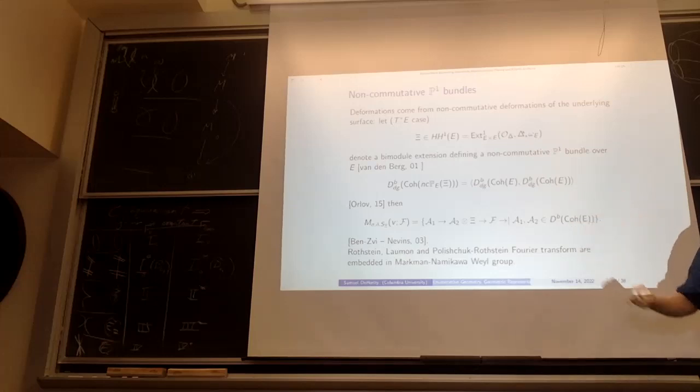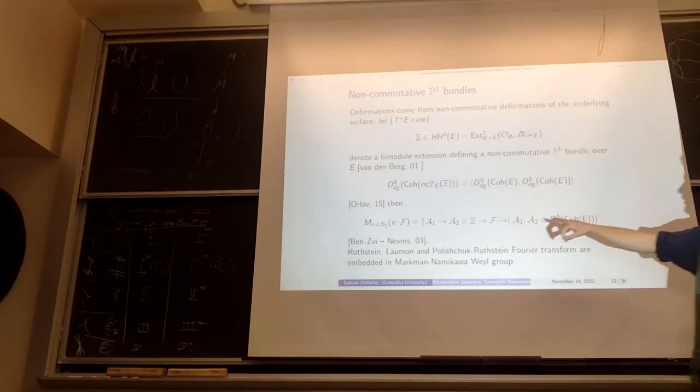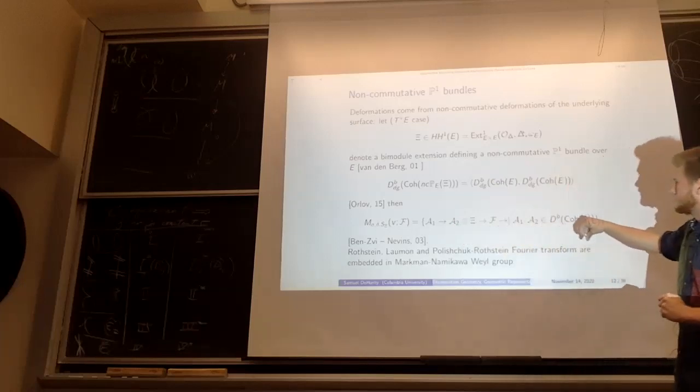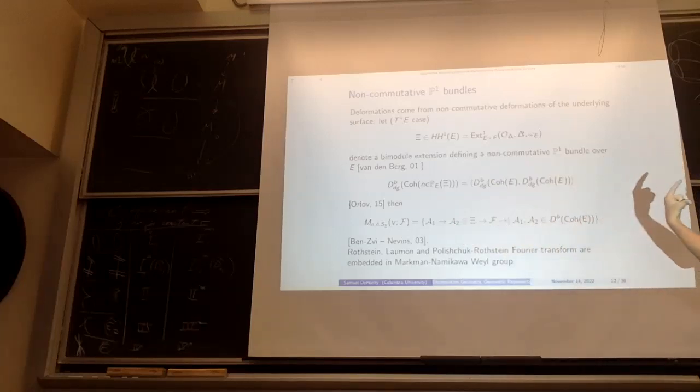I'm going to refer you to Van den Bergh for one definition, and the other definition I'm going to write here, which is a DG category that admits a semi-orthogonal decomposition with two factors. So A2 tensor that bimodule A2 is an element of the derived category. We take the tensor of a bimodule with a module on one side, and we get a module for the other.